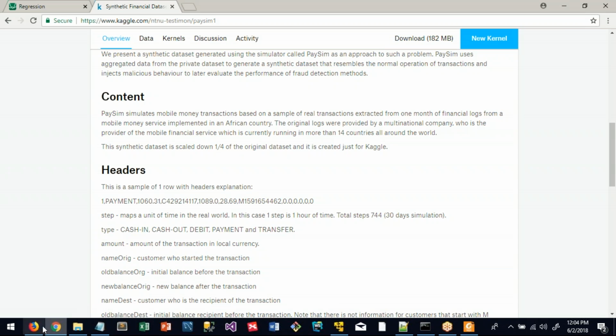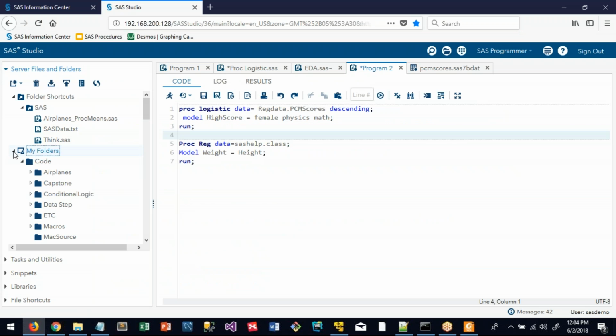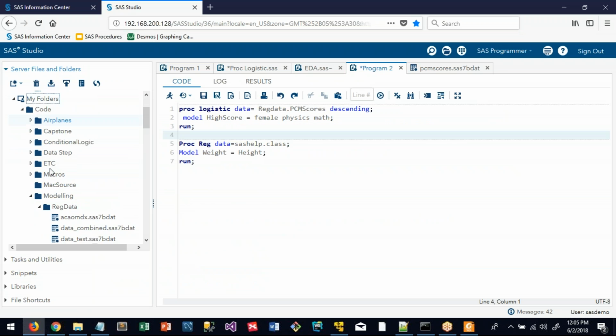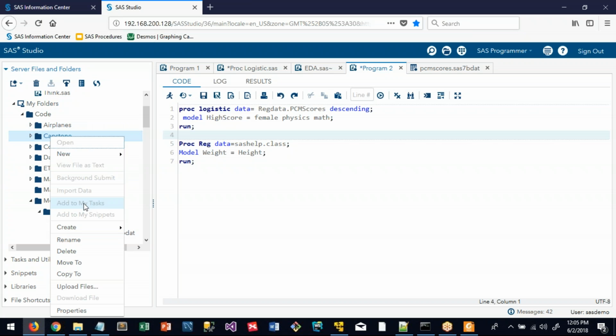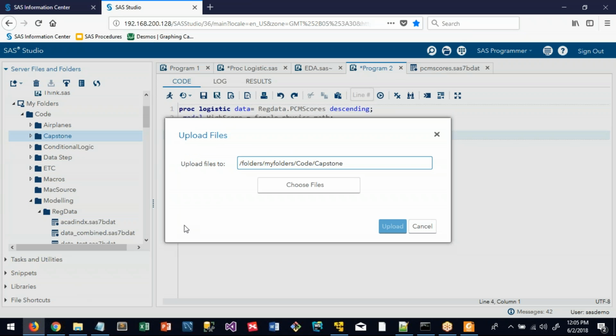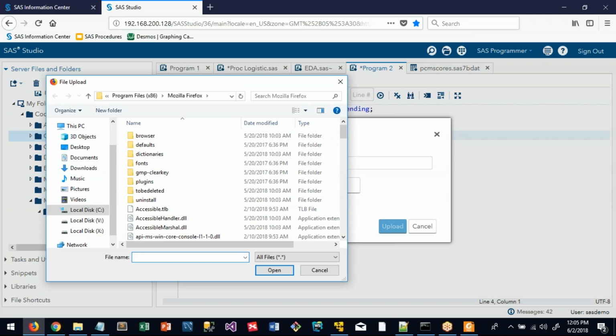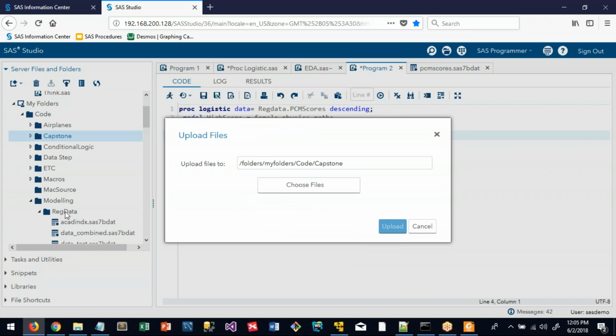SAS will give you an error if you want to import this CSV file into your SAS environment. As Akash would have already told you, what you do is you go onto a folder, let's say airplane data, let's say capstone. Then you right click onto it, click upload files, and select that specific file. Then you're able to import that file into the data set. That is how you have been doing it till now.